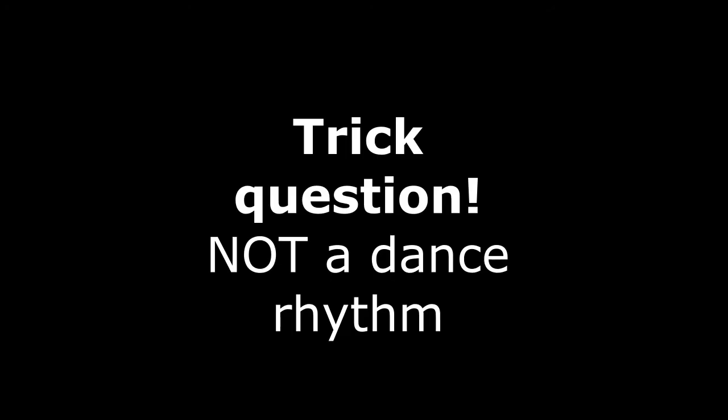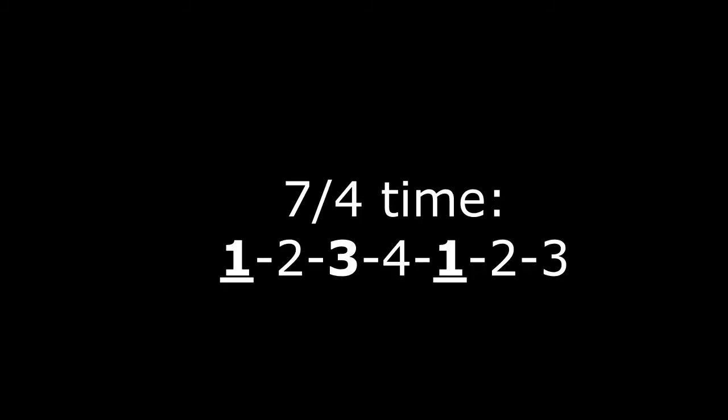Did you get this one? It was a trick, so I didn't mean for you to get it. Maybe you're a little too advanced for this basic lesson if you got it. It was odd meter, but not a waltz, because it was in 7/4 time signature. We would count this as 1, 2, 3, 4, 1, 2, 3, 1, 2, 3, 4, 1, 2, 3. Not really danceable.